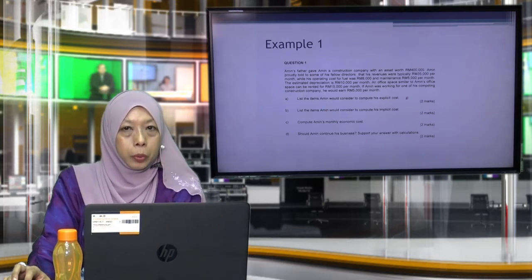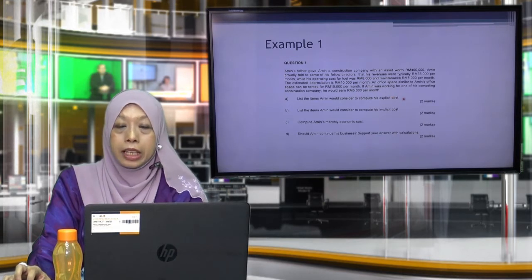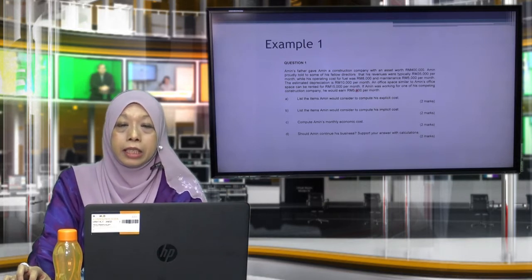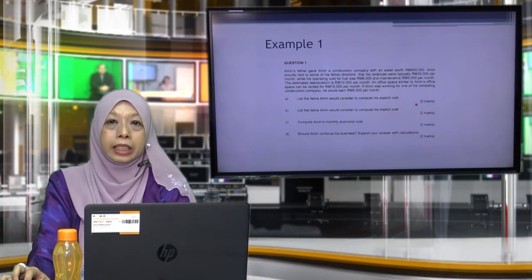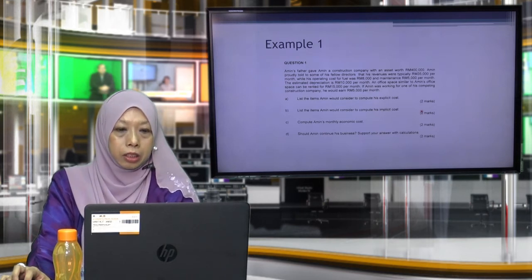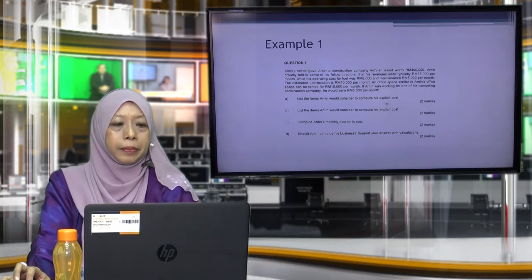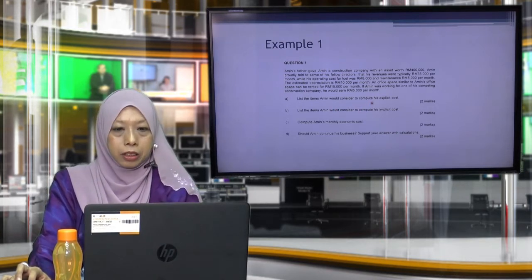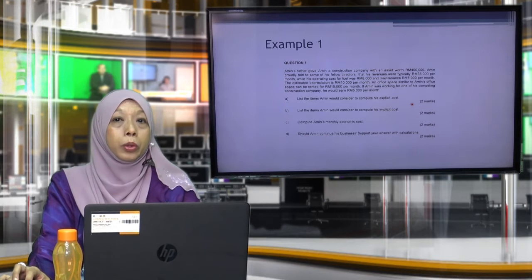So we have Amin who inherits a construction company from his father. He has identified the relevant costs that he needs to incur in managing this construction company. Now your task is to identify the explicit cost and also the implicit cost, because at the end of the day we want to know whether this business is profitable. Now let us start with identifying the explicit cost. Looking at this situation, can you identify what would be the explicit cost?